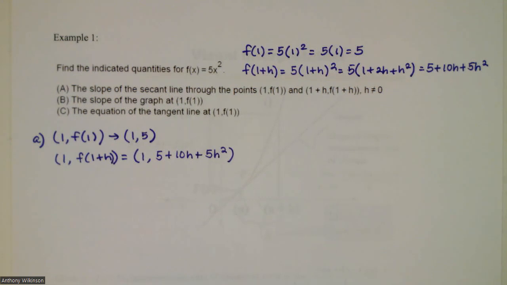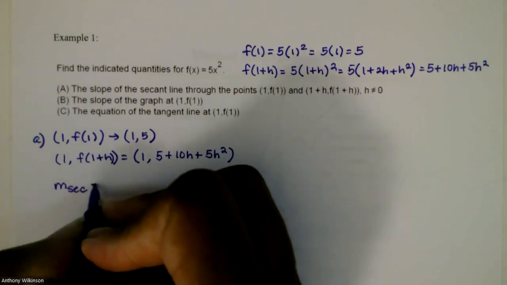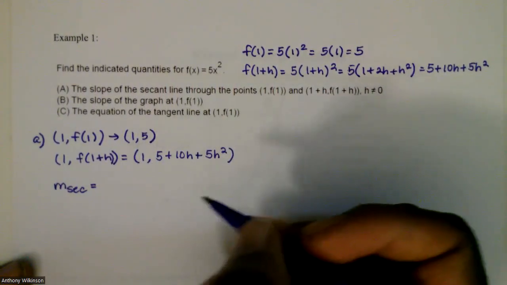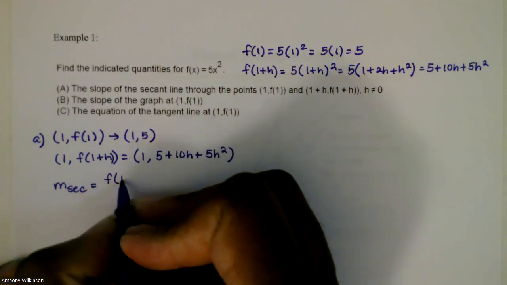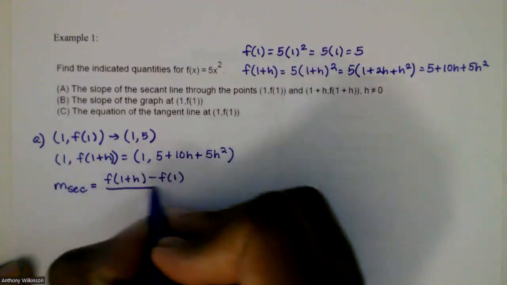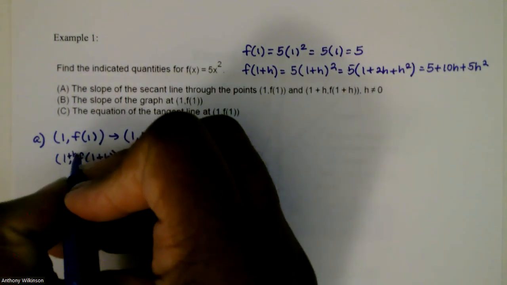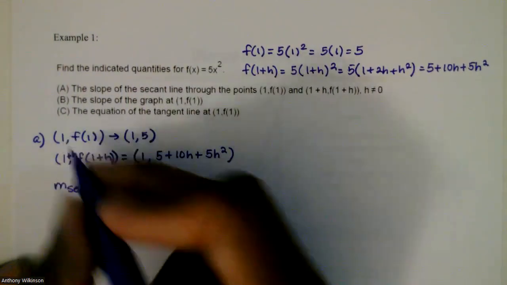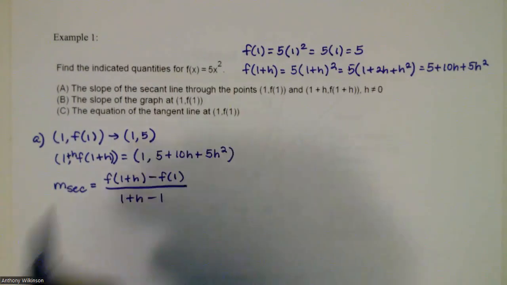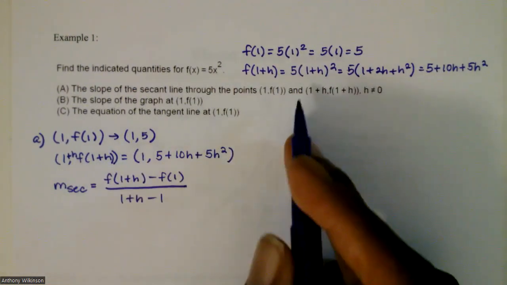And now to find the slope of the secant line, so here I'm going to say m sec for the slope of the secant line. This will be y2, that's the f of 1 plus h. And I'll write this out, f of 1 plus h minus f of 1 divided by, and this should be 1 plus h, by the way, y2 minus y1, 1 plus h minus 1. So here that second ordered pair should be 1 plus h for the x coordinate, as you can see here.